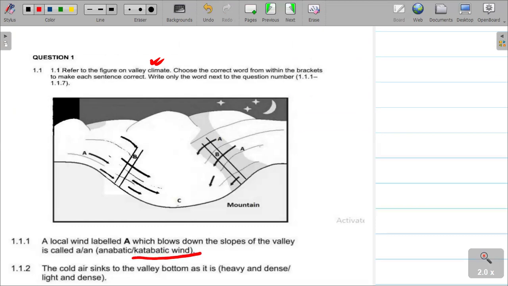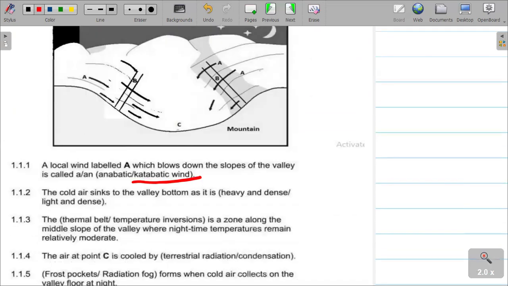So it is called katabatic wind. It is a wind that actually blows down the slope of the valley. It blows into the river or into the stream.